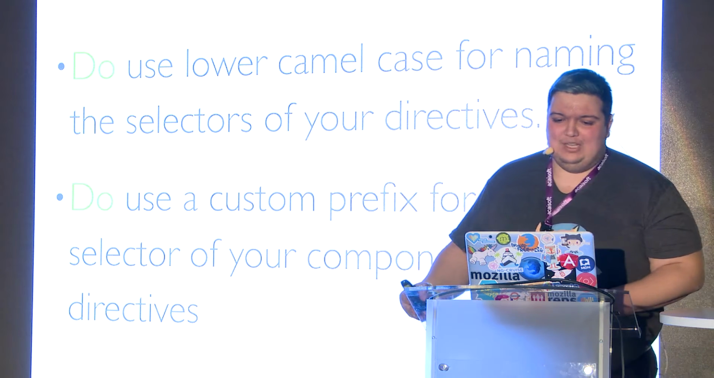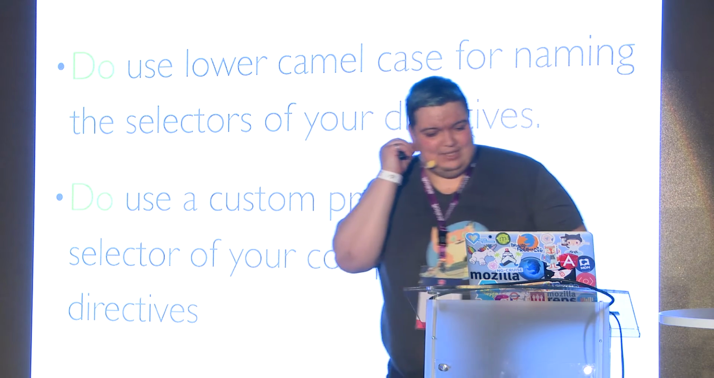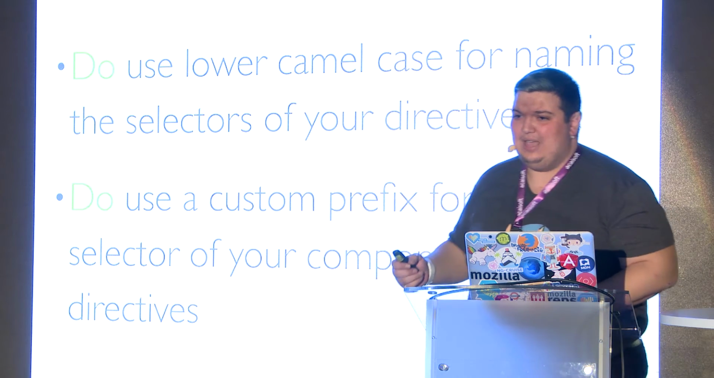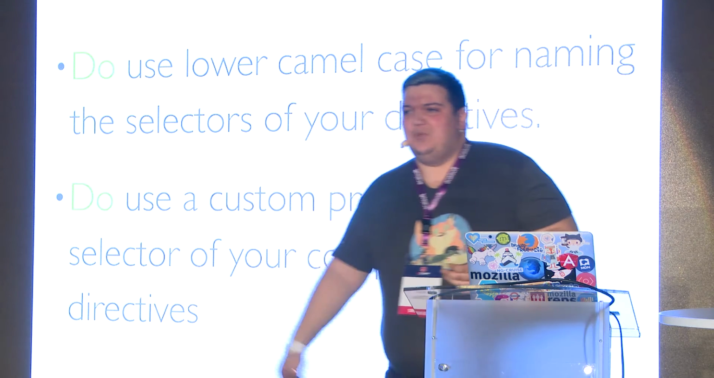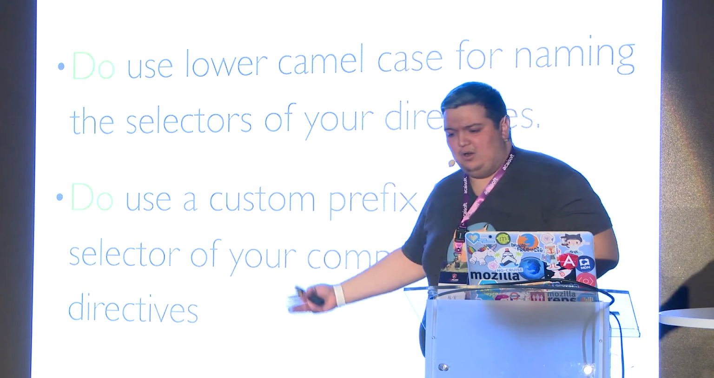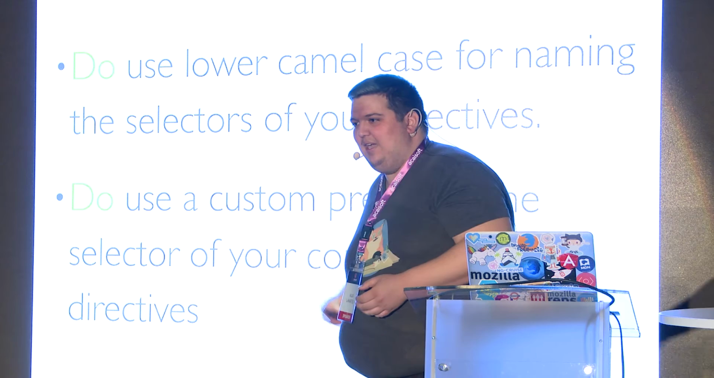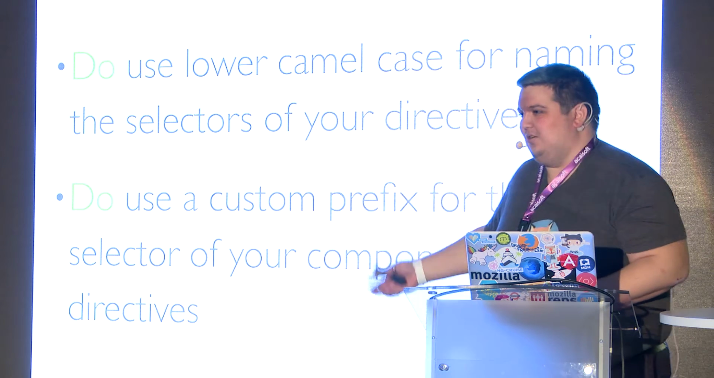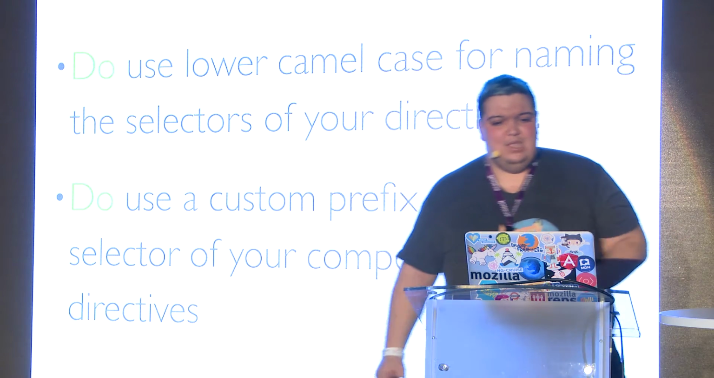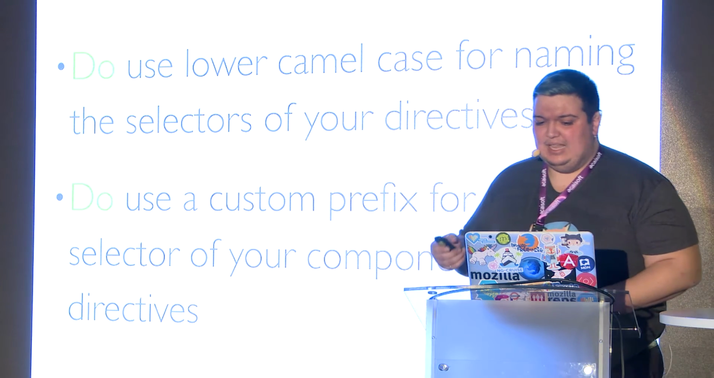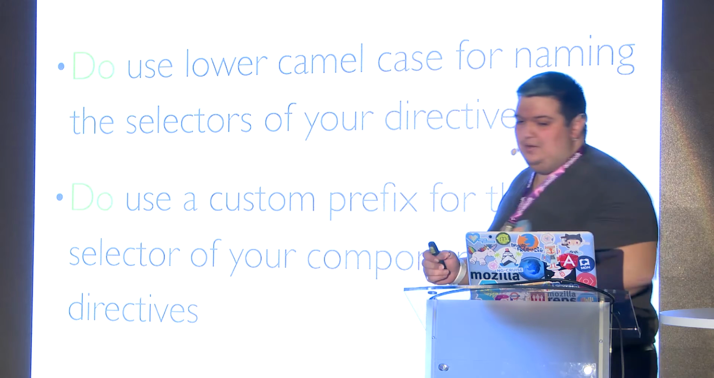We use lower camel case for naming the selectors in directives, and we use a custom prefix for all our components and directives. That's because we reuse a lot of what we do across apps, and when we put something on the internet, everyone who inspects our app knows it's our component out there. That's not the only reason. The Angular HTML parser is case sensitive and is going to recognize lower camel case.